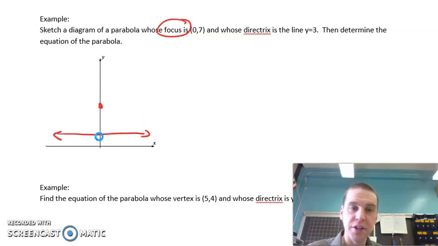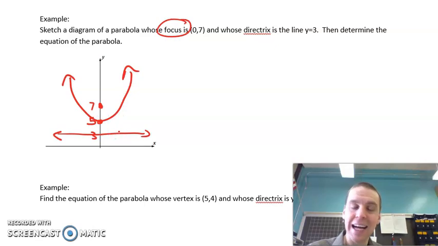If this is the focus and this is the directrix, we know that the vertex has to be smack dab in the middle of it. Well, if this is 7 and this is 3, in between 7 and 3 is 5. And I know that my parabola must open upward because I know the directrix cannot lie inside the parabola. The focus lies inside the parabola. And the last thing I have to figure out is, what is this distance? Well, I know that distance is 2.